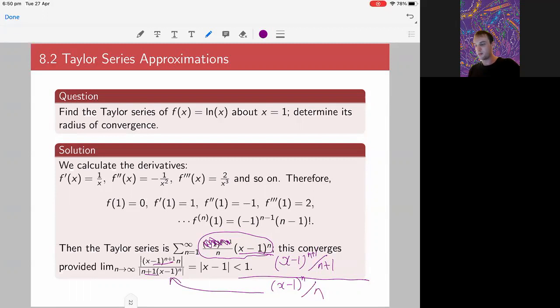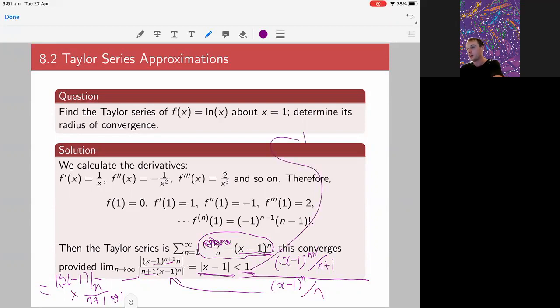Now, it turns out that you get some really nice cancellations in here. This particular sequence is exactly equal to the absolute value of x minus 1 times n divided by n plus 1. And you may recall that if you take the limit of this sequence as n goes to infinity, this term goes to 1, and this term just stays at the front, x minus 1. Now, the ratio test tells me that in order for this to converge, I really want the absolute value of x minus 1 less than 1. So therefore, 1 is the radius of convergence.